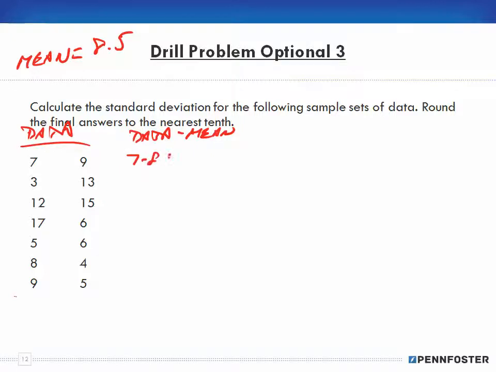I could go 7 minus 8.5 is minus 1.5. I can write all of that out, but I'm not going to, just because of limitations. I am going to speak and let you know what's going on in my head, but I'm only going to write the important information here. So 7 minus 8.5 is minus 1.5. 3 minus 8.5 is minus 5.5. 12 minus 8.5 is 3.5. 17 minus 8.5 is 8.5. 5 minus 8.5 is minus 3.5.